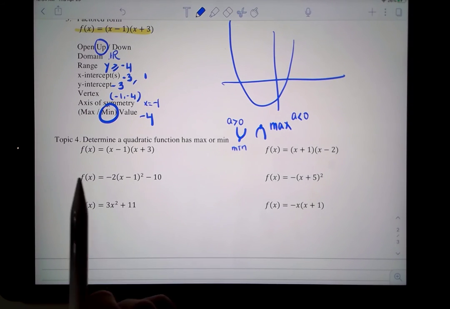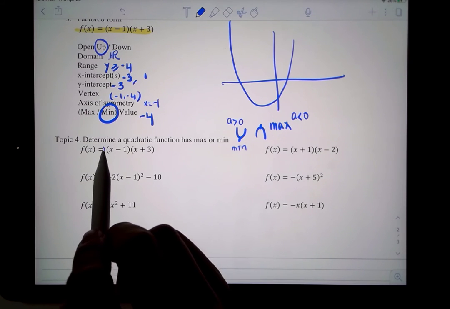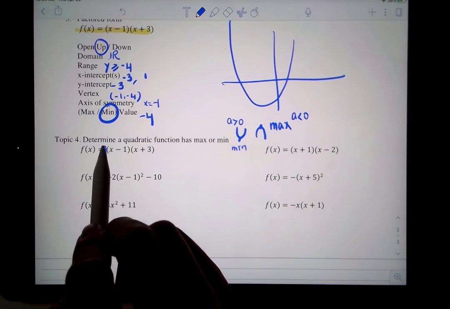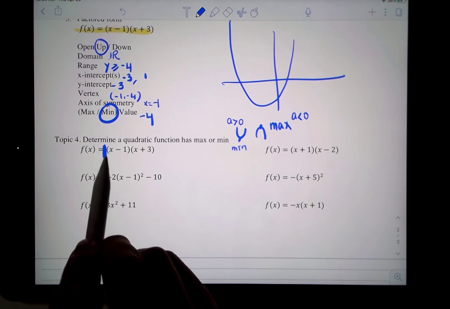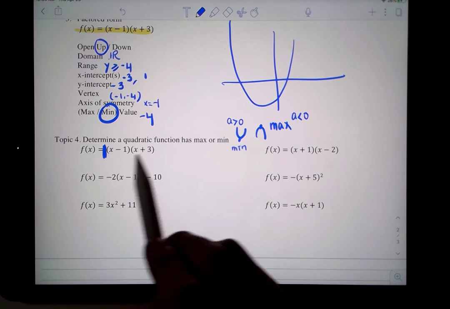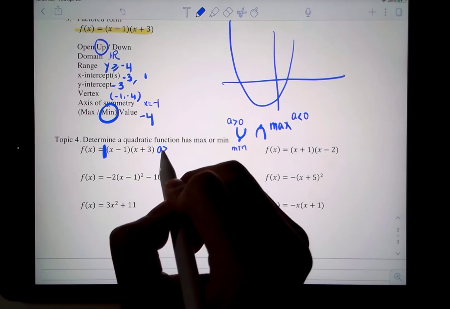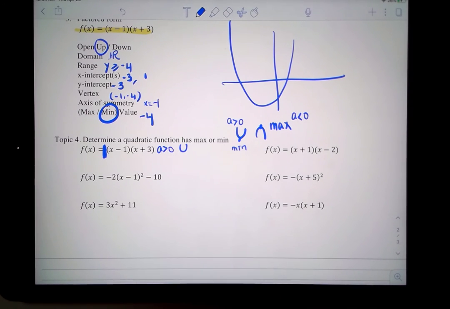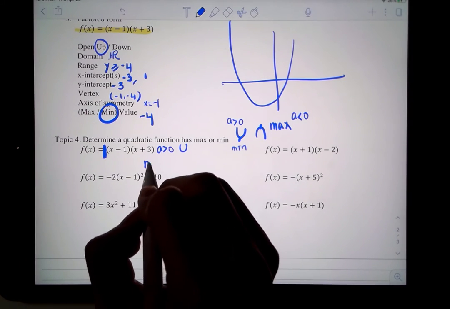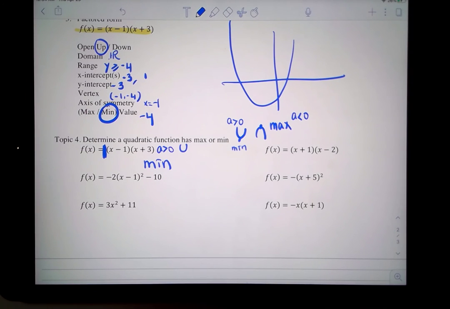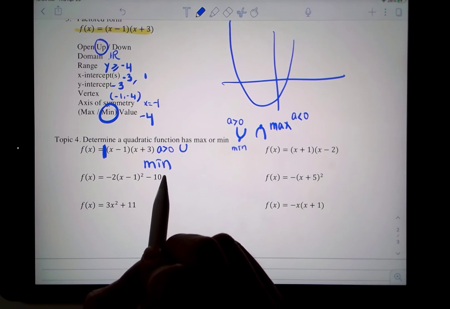So look, your A is always in front of the function. Check this part. Do you see any negative sign over here? Nothing, right? So that's positive. Then A is positive, and the graph looks like this. What do you have? Minimum. That's it. The question does not ask you what the minimum value is. It just asks you, does the function have a maximum or minimum? Then you just answer that it has a minimum, right?